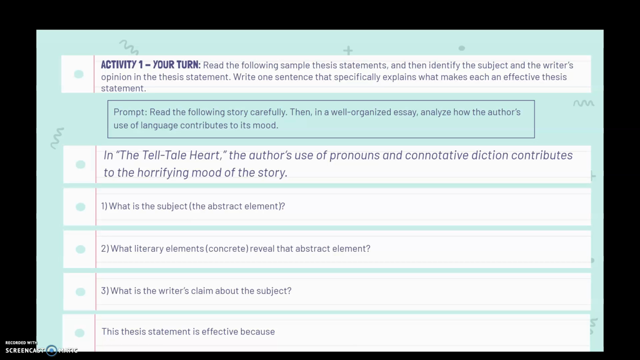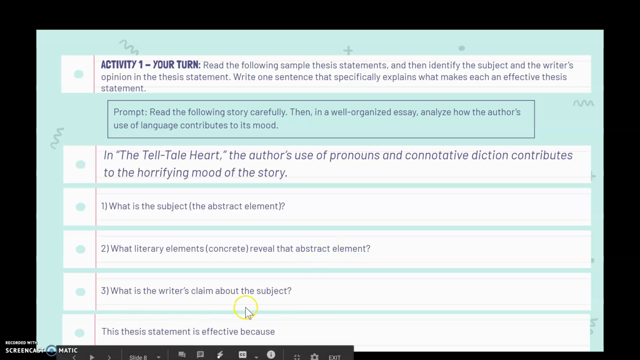In The Telltale Heart, the author's use of pronouns and connotative diction contributes to the horrifying mood of the story. What's the subject? What is the abstract idea we're going to be talking about? The Telltale Heart's mood. What literary elements, what's the concrete that reveal the abstract? So what kind of evidence will we be pulling? The use of pronouns and connotative diction.